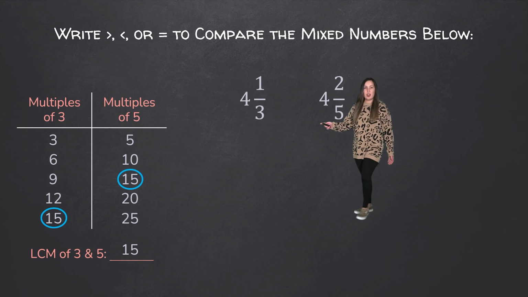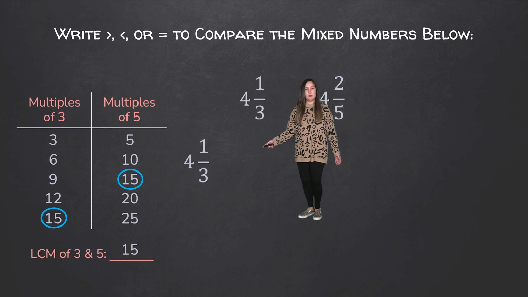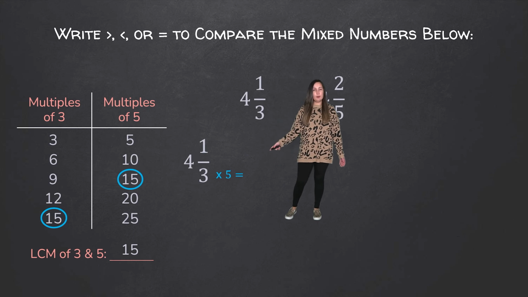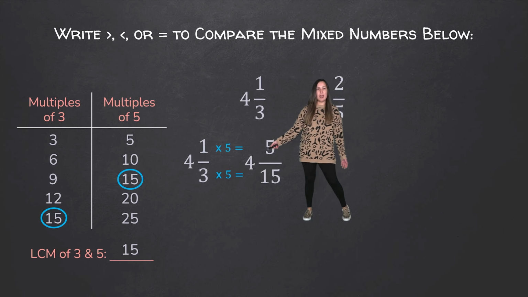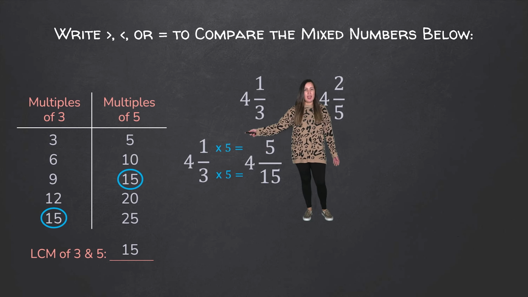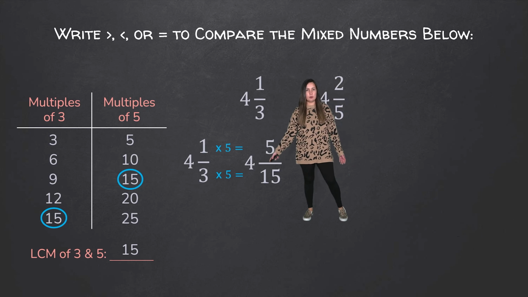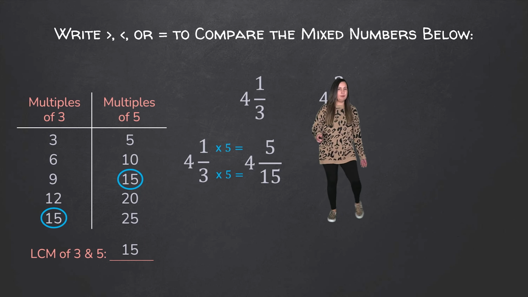So we're going to start off with 4 1/3. And in order to get a denominator of 15, we have to multiply the denominator 3 by 5. And whatever we do to the denominator, we have to do to the numerator as well. So we're going to rewrite the whole number, which is 4, because we're not doing anything with the whole number. And 1 times 5 is equal to 5, and 3 times 5 is equal to 15. So 4 1/3 is equivalent to 4 and 5 over 15.